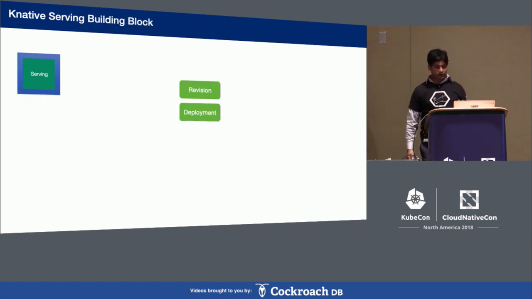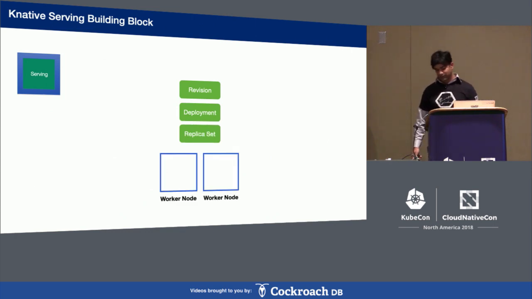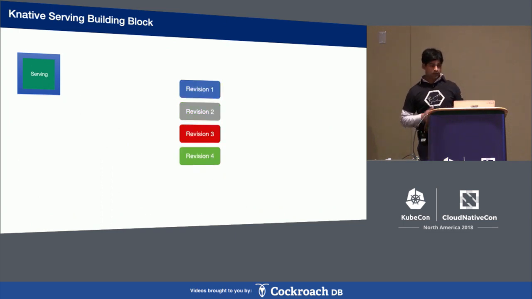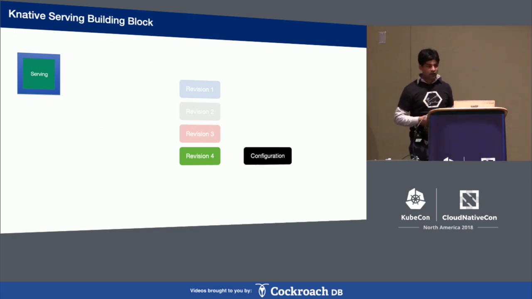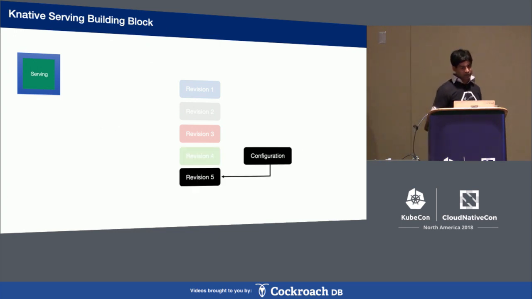Revision is essentially built on top of Kubernetes deployment primitives, which build on top of replica sets. So that means, based on your request, you can scale up. But also, which is something new, if the request goes down, you can scale back to 0. Now, revisions are immutable. They are essentially snapshots of your code and configuration. So to create a new revision, you will have to change the configuration. Once you change the configuration, a new revision is created.